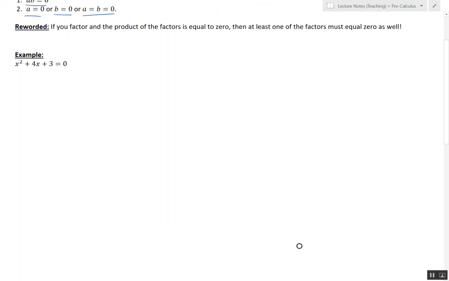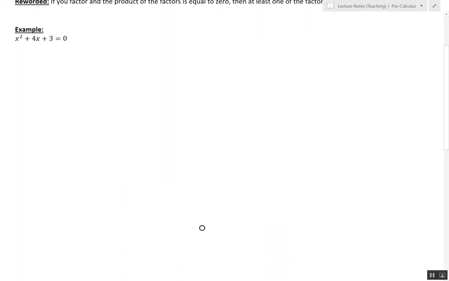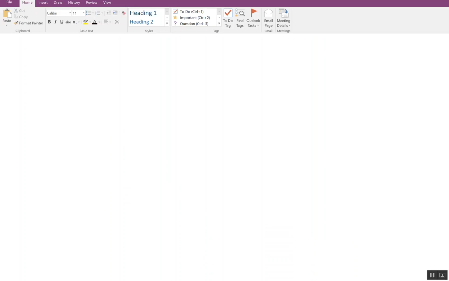So this applies not only to numbers, but algebraic expressions, because algebraic expressions just represent a number. So let's look at this example here and recall how to do this. So let me change my color.